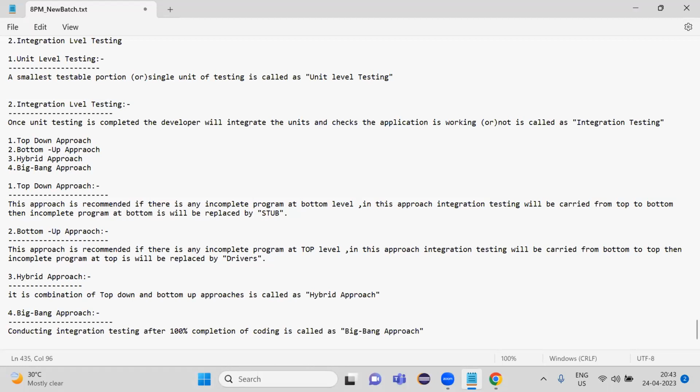Integration level testing is a combination of different units. Once unit level testing is completed, the developer will integrate the units, and that is called integration level testing. Here the developers follow different approaches: top-down approach, bottom-up approach, hybrid approach, and the big bang approach. Clear?